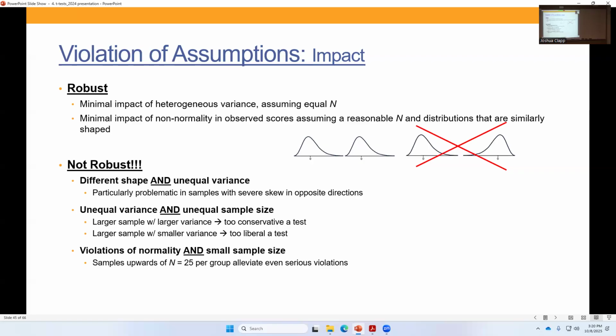So thinking about not only recognizing that unequal samples and unequal variances are problematic, but also knowing what impact that has on our test starts to become really important. Thinking through critically about what I found and how much faith I can put into it. Similarly, if I have violations of normality and a small sample size, then that starts to become problematic.